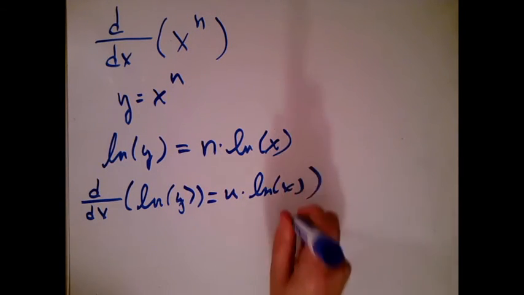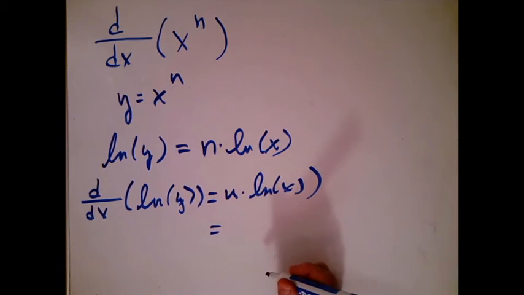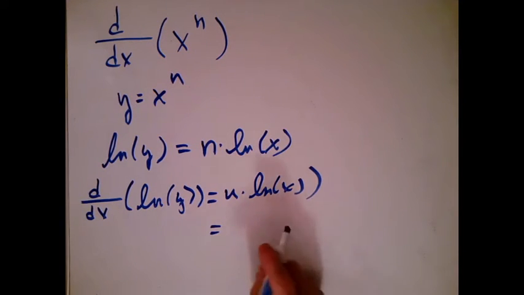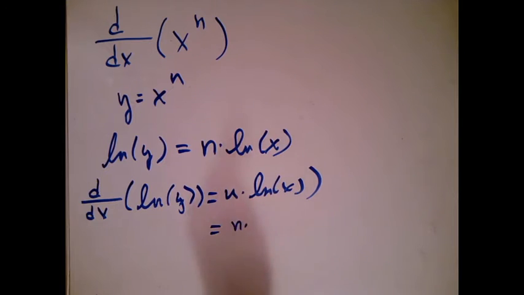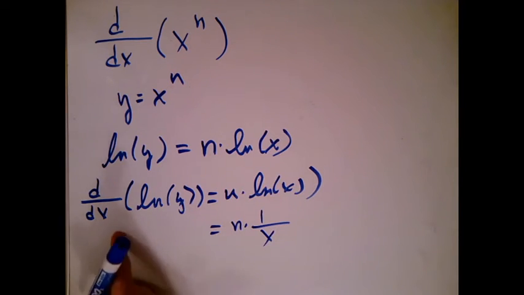All right. Now, right-hand side first. Remember, n's a constant. This is a power function, so the variable's in the base, a constant's in the top. So the n's just a coefficient. It goes along for the ride, like this. The derivative of ln of x is just 1 over x.